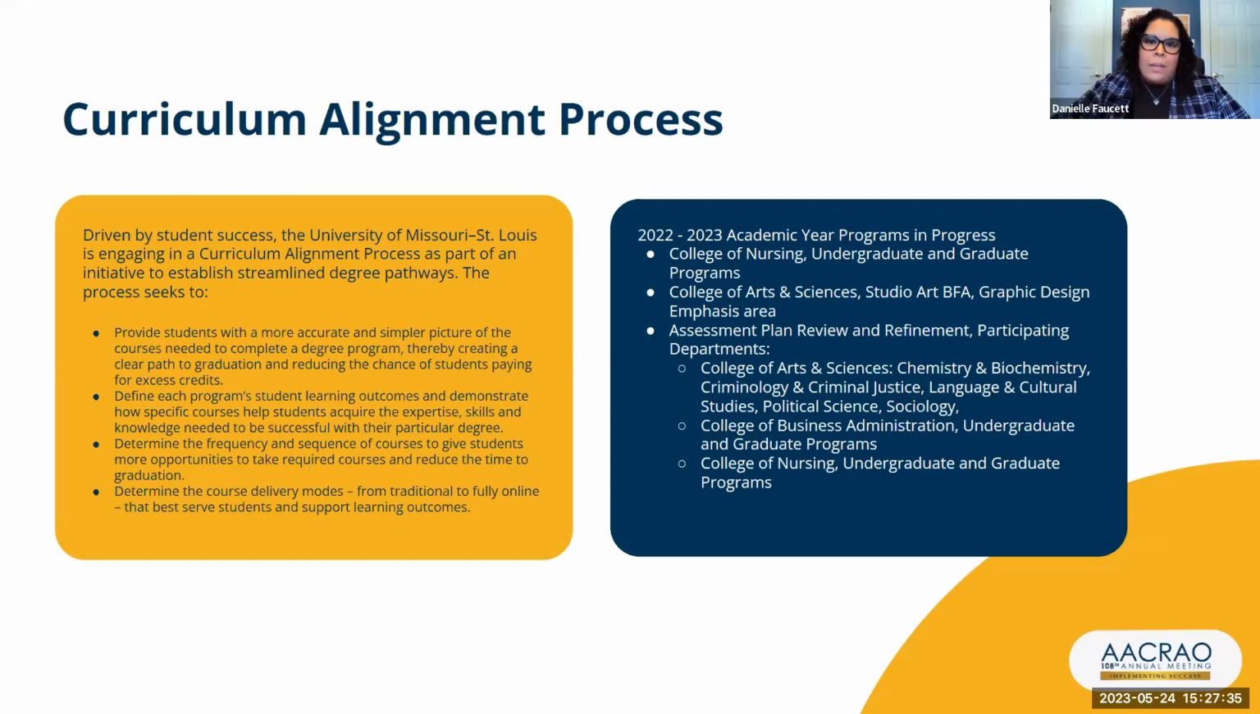Next, I want to talk about the curriculum alignment process, known as CAP here at UMSL. It's driven by student success as part of an initiative to establish enrollment and streamline degree pathways. Leading this process, the Center for Teaching and Learning, known as the CTL, works closely with faculty, department chairs, and deans to align our curriculum with the needs of the students while establishing a clear path to graduation.